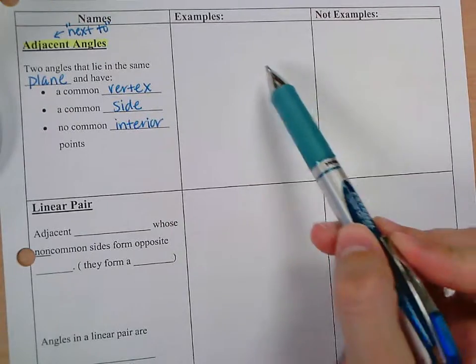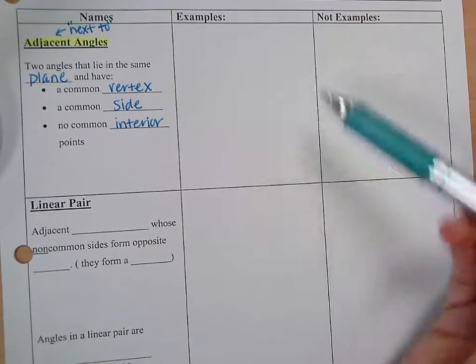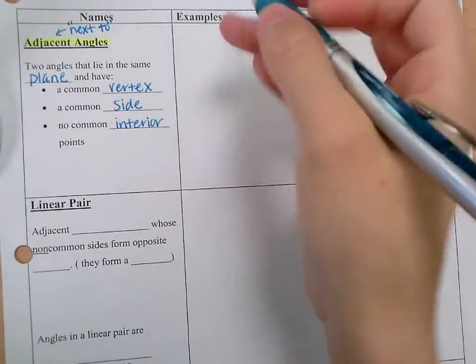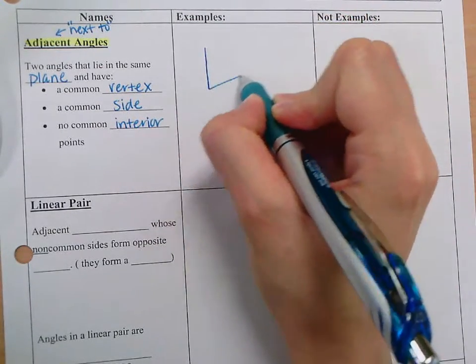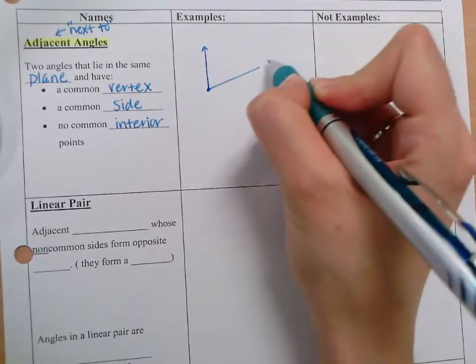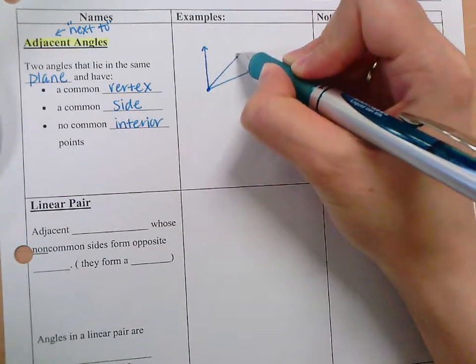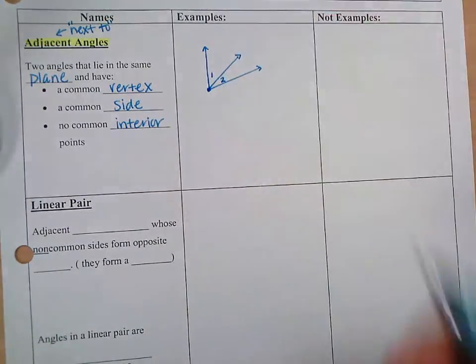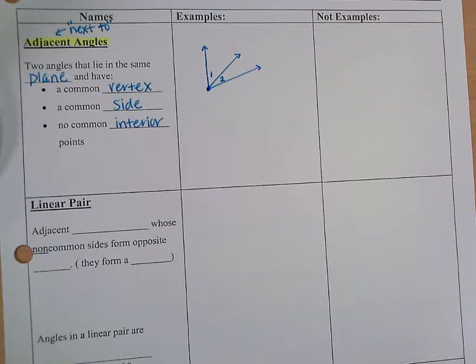So notice the way this table is set up, we're going to draw out examples of what adjacent angles are, and then we'll draw out what would not be adjacent as well. Because sometimes it might be more helpful to see what isn't adjacent versus what is. So here's one example. If I have this angle and then it's split, not necessarily in half, but split like this, and I call one of them angle 1, one of them angle 2, those would be adjacent angles. They share a vertex. They have a common side.